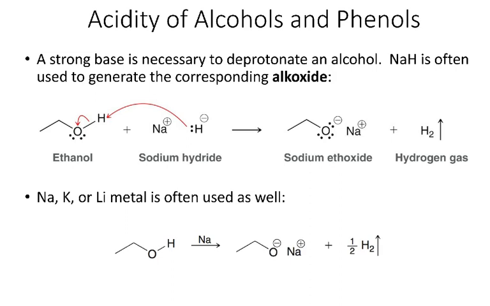All right, so to deprotonate an alcohol, we need a strong base. One common choice is sodium hydride, and when the alcohol is deprotonated, that gives rise to an alkoxide ion. It's very common to also use metallic sodium, potassium, or lithium to deprotonate our alcohol as well. In both cases, hydrogen gas is produced and bubbles out of solution.